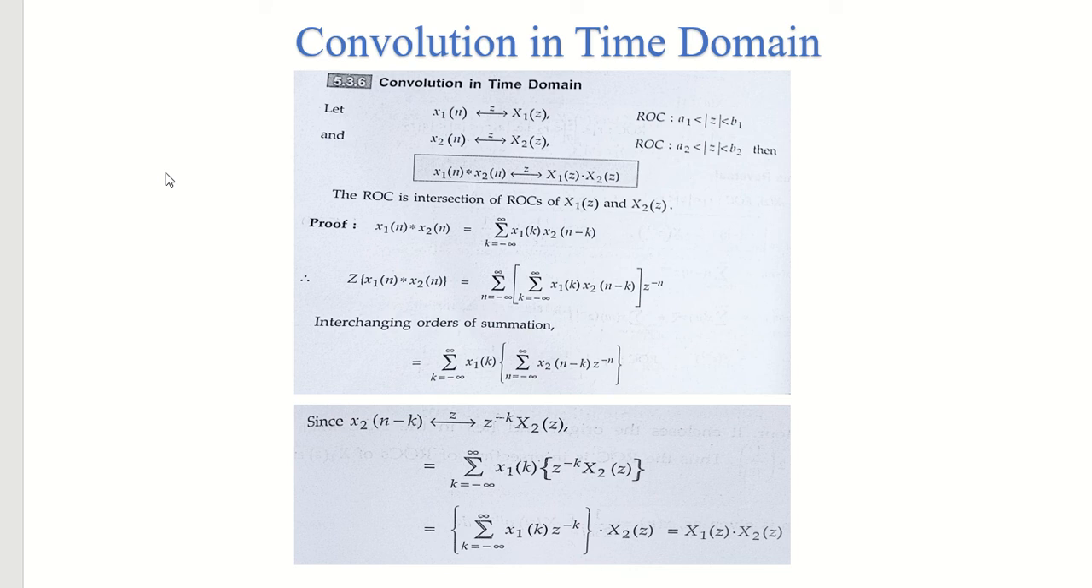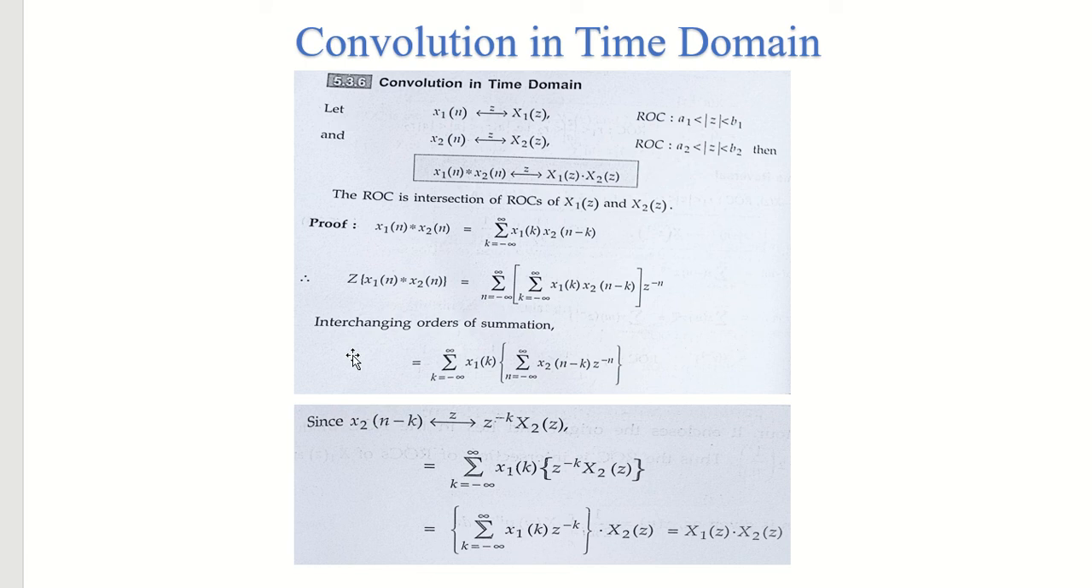What will happen? We know the formula of convolution: summation k equals minus infinity to infinity x1 of k, x2 of n minus k. Now we have to take the z transform of it. So we will put this convolution formula under the formula of the z transform. So we will have summation n equals minus infinity to infinity, convolution formula, into z raised to minus n.